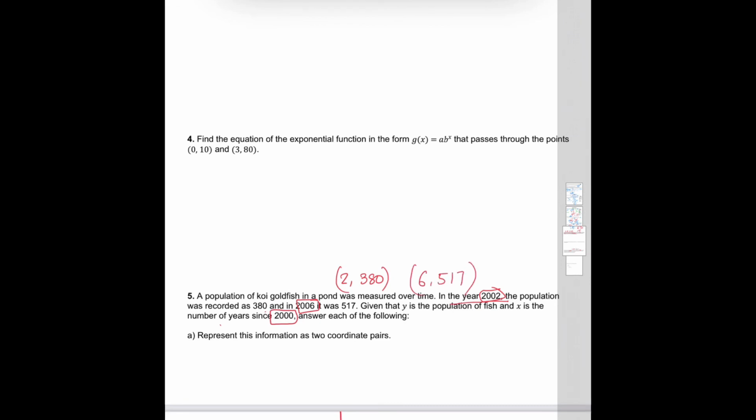So in year 2, the population was 380. In year 6, the population was 517. So you're not going to use the actual 2002 or 2006. You never do in math, whenever you're using the calculator. When we get into our stats unit also, you'll see we don't use the actual years. We are always given a reference year, because if you did use 2006 and 2002, you'll get crazy numbers.